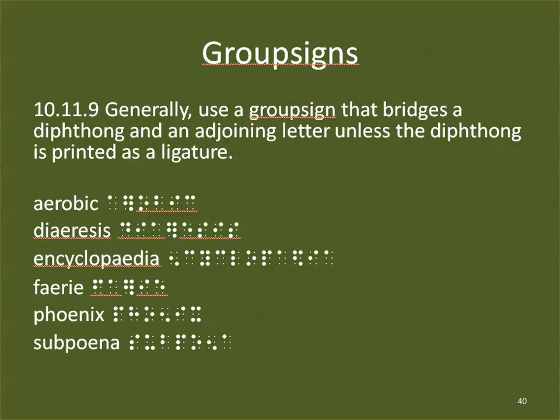Generally, you use a group sign that bridges a diphthong, again those two vowels pronounced as one sound, and an adjoining letter, unless the diphthong is printed as a ligature. A ligature would be the two letters joined together, and again we'll be talking about that in a later session. So we can go ahead and use the ER contraction in aerobic and in diaresis. We can use the ED contraction in encyclopedia, ER in fairy, EN in phoenix, and again EN in subpoena.